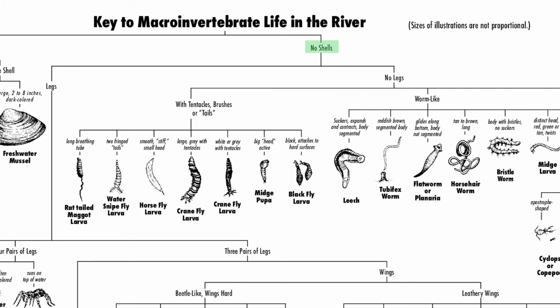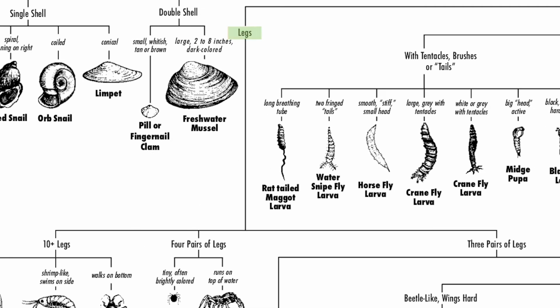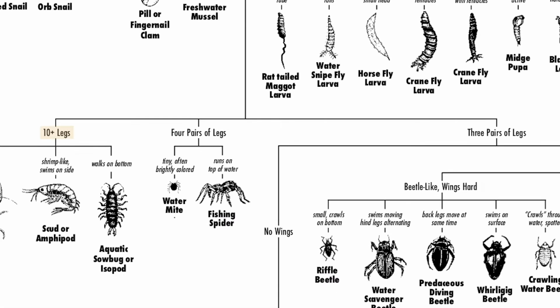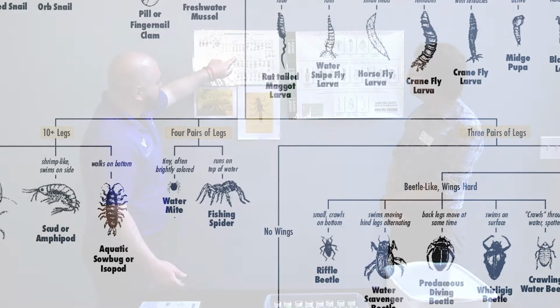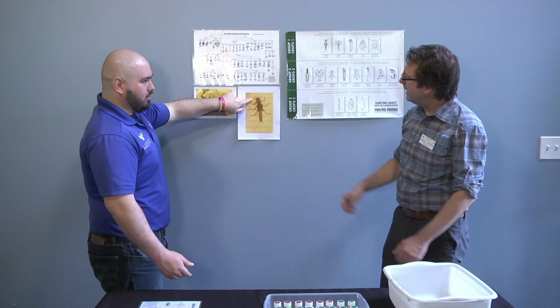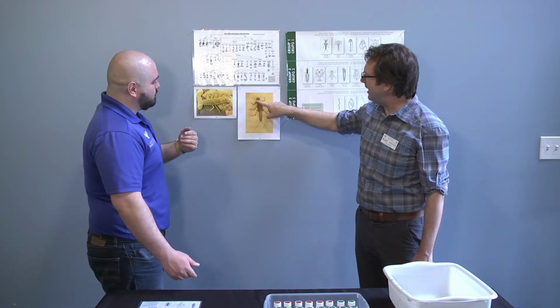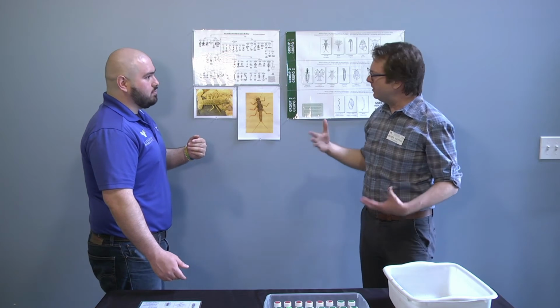All right. Then it asks if it has legs or no legs. Well, I can pretty clearly see some legs on this. So I'm going to go with legs. Now, 10 plus legs, 4 pair of legs, or 3 pair of legs. So I've got 1, 2, 3, and then is that a 4th leg? Yeah, so these are antennas. Sometimes it's a little hard to tell the difference between an antenna and a leg. Just kind of use your common sense.